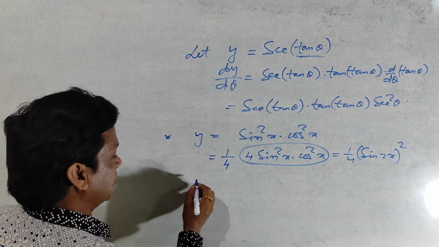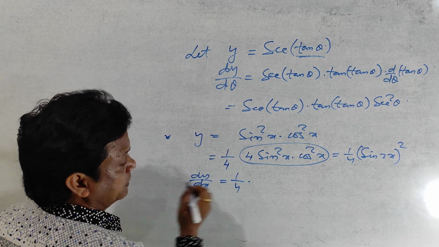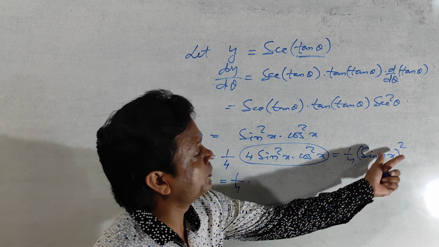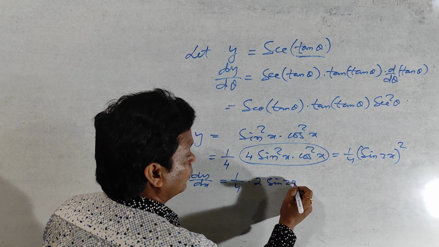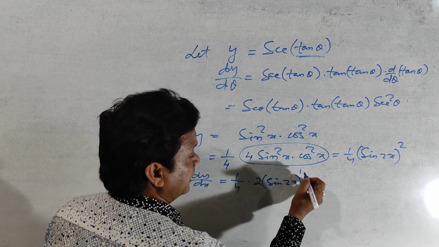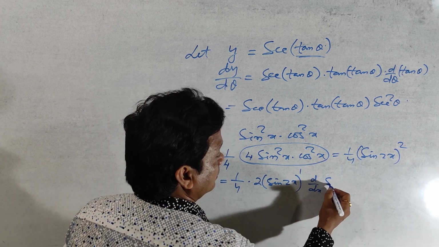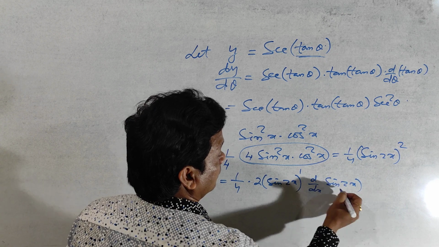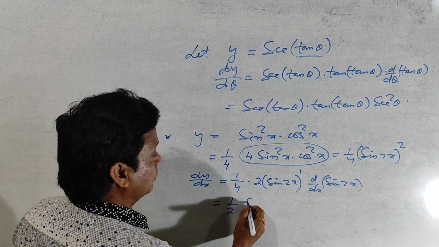So now let us differentiate it. dy by dx. The 1 by 4 goes outside. And here u to the power n. Apply 2 into sin 2x to the power 2 minus 1, it is 1, into derivative of u. Here u is sin 2x. Clear? Now 2 and 4 cancel out. You remain with 1 by 2.